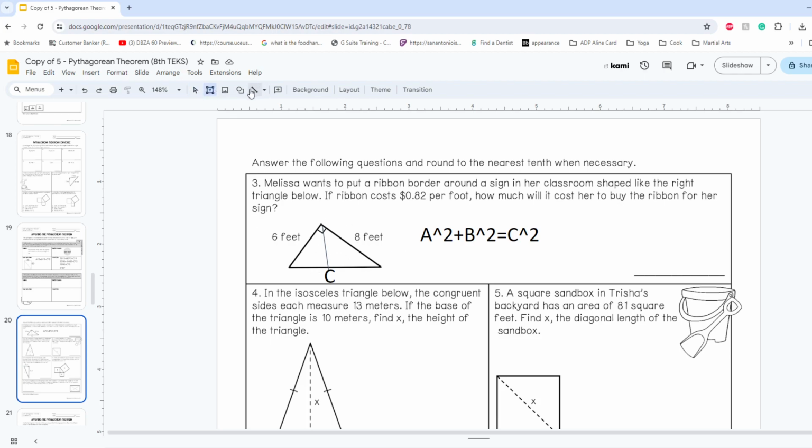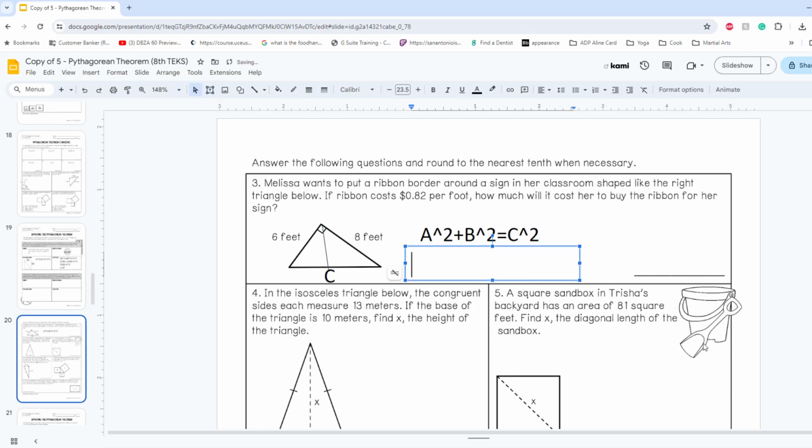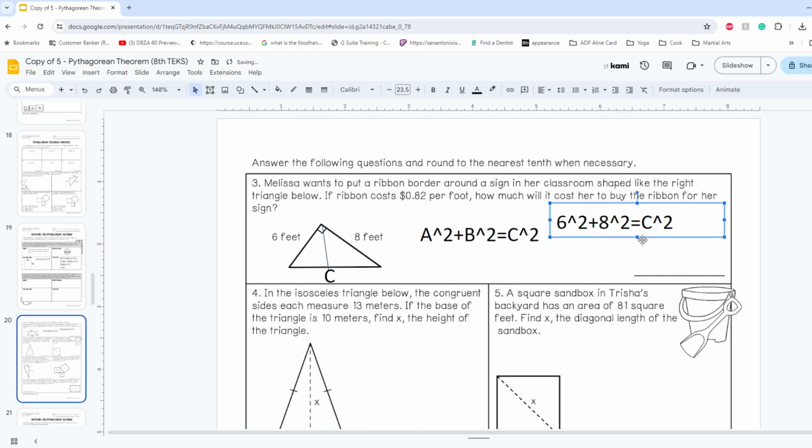So we're going to plug it in to our formula. Now that we know what sides are A, B, and C, that means we have 6 squared plus 8 squared equals C squared. 6 times 6 is 36. 8 times 8 is 64. So that's what we're going to have next. So I'm just going to move it over here. So we have 36 plus 64 equals C squared.